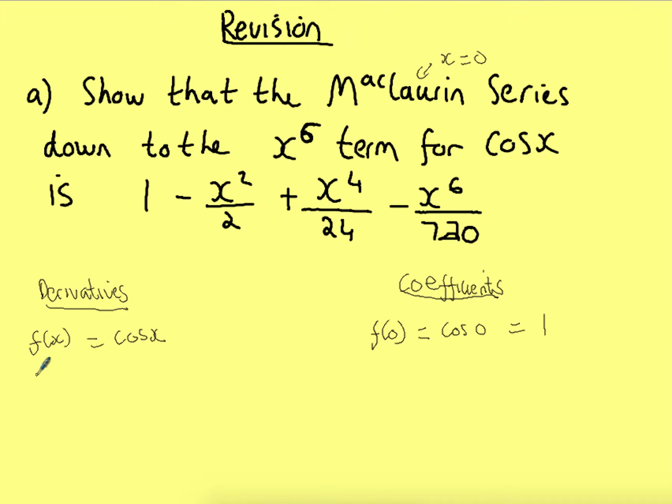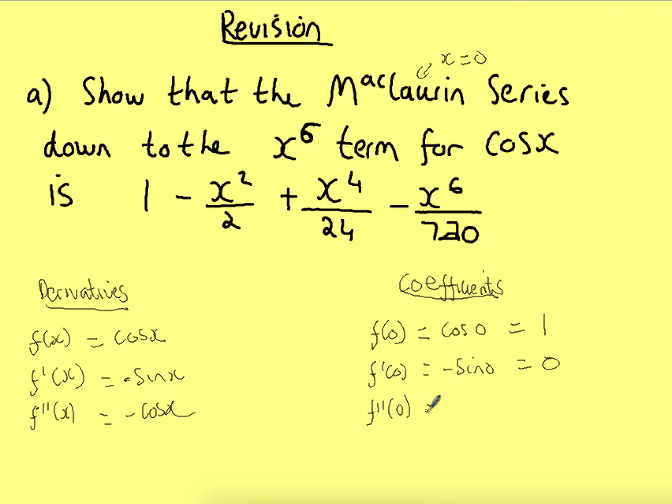And this is the most standard Maclaurin series. It's either going to ask you sin, cos, or exponential. That's all it can really ask you. So that becomes negative sin x. So f dashed of 0 is negative sine 0, which is 0. Okay, then f double dashed of x is negative cos x. So f double dashed of 0 is negative cos 0, which is negative 1. Remember, I want to go down to the x to the power of 6 term, which means I need to do 6 derivatives.